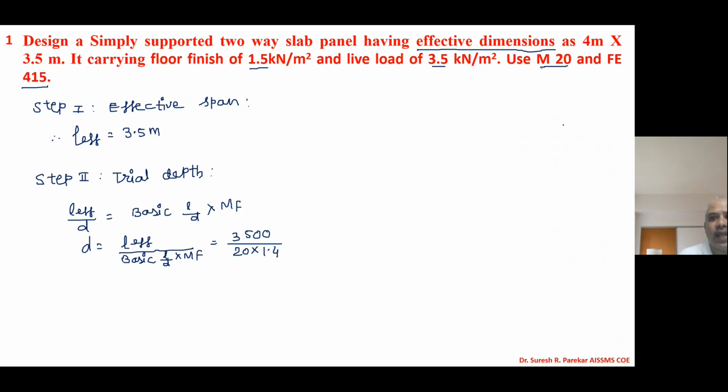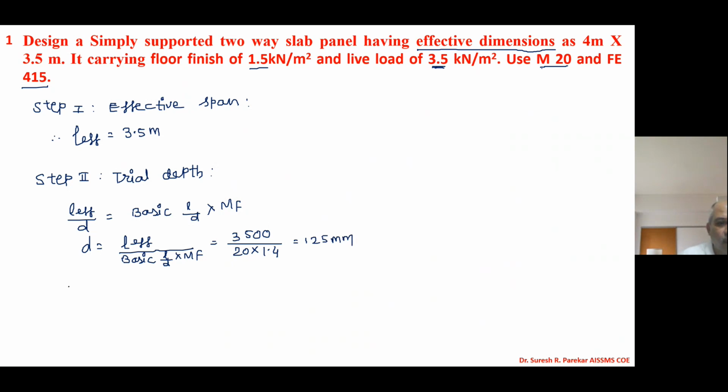Now we have another clause, but that clause, for 35 for simply supported, applies for loads up to 3 kilonewton per meter square, and as this is 3.5 kilonewton per meter square, we cannot apply the 35 and 40. So from this we get the value of d equal to 125 millimeters.